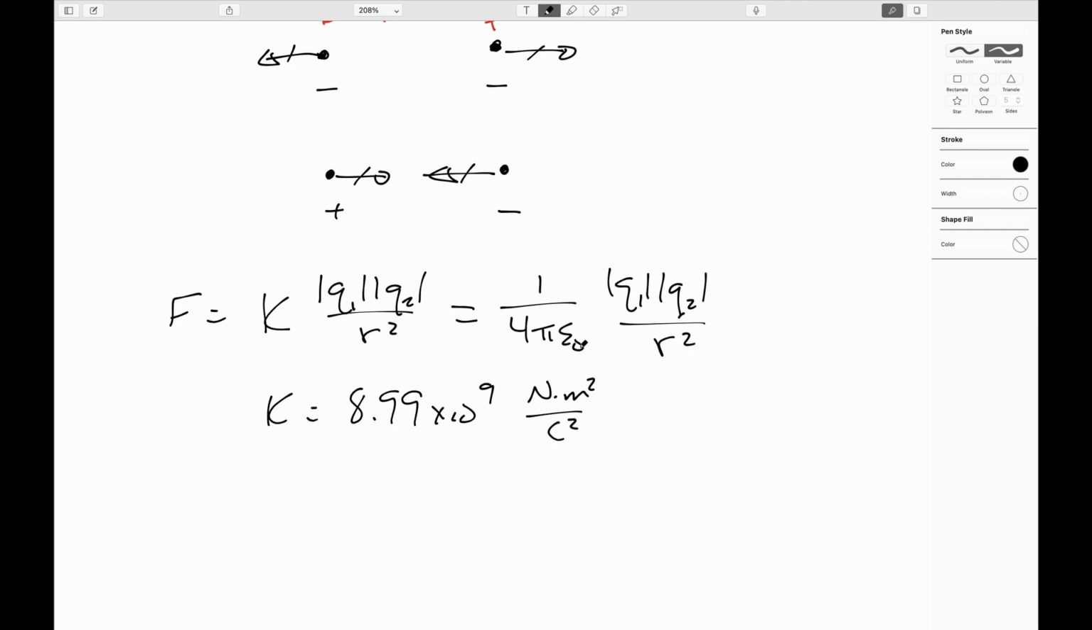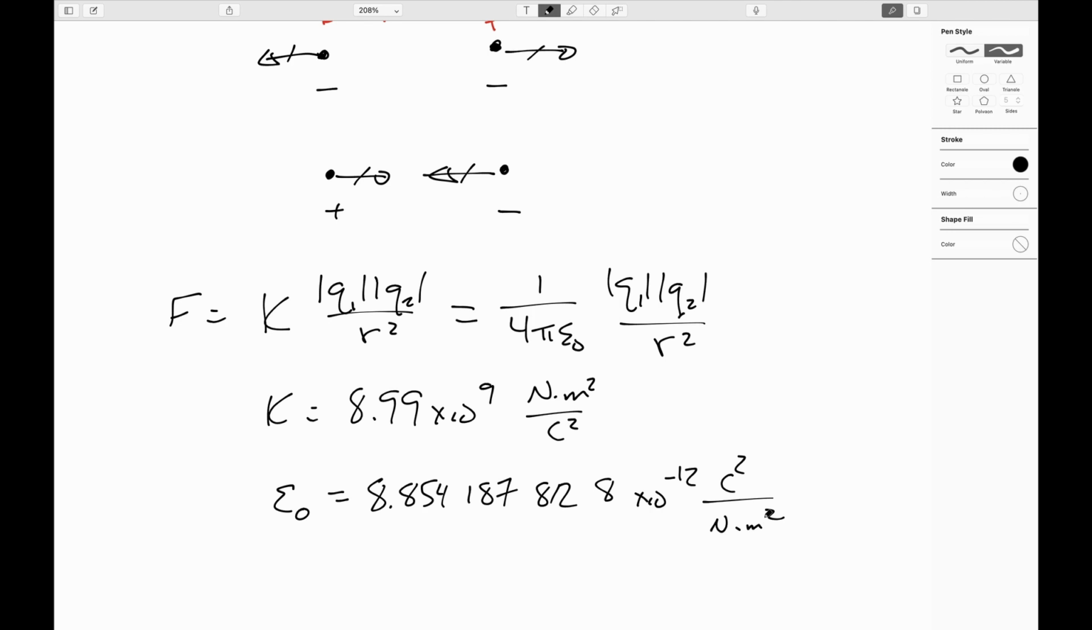If we write it as this 1 over 4 pi epsilon naught, this epsilon naught gets the name the electric permittivity of free space. And it is equal to 8.85418788128 times 10 to the negative 12 Coulomb squared per Newton meter squared.